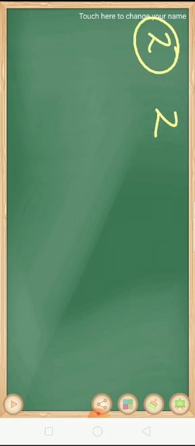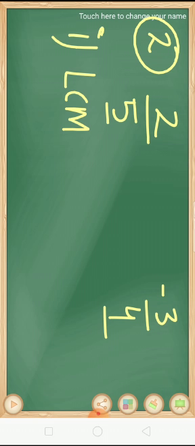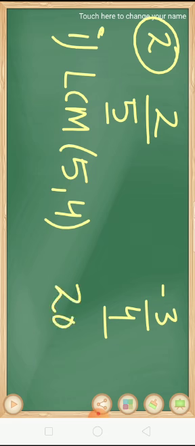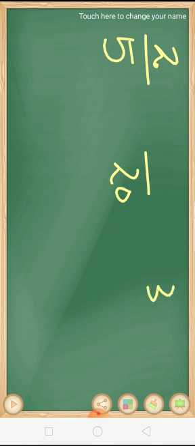Let us take one more example. You have to add 2 upon 5 and minus 3 upon 4. Our first step is to make the denominator same, and for that I have to take the LCM of the denominators. So the LCM of 5 and 4 will be 20. 5 fours are 20. So what I have to do now? I have to make the denominator 20 in the first rational number and in the second rational number also.